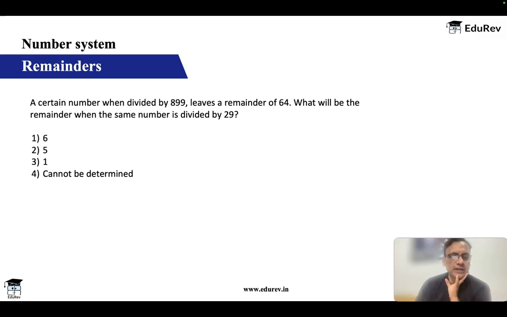A certain number when divided by 899 leaves a remainder of 64. Okay, so this is the divisor, this is the remainder. So D is equal to 899Q plus R. This is my divisor, this is my dividend. Okay, what will be the remainder when the same number is divided by 29?